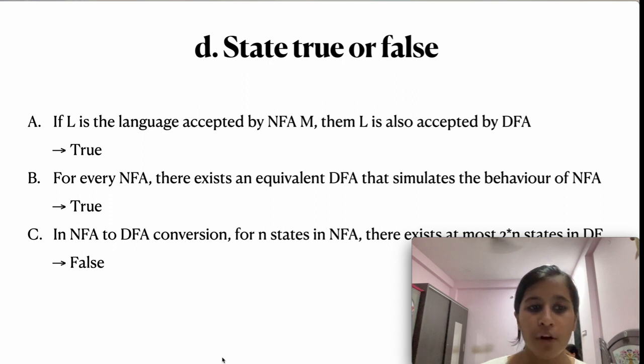In NFA, that is a non-deterministic finite automata to DFA, which is a deterministic finite automata conversion. For n states in NFA, there exist at most 2 to the power n states in DFA. It is not true because there may be an exponential number of states and it cannot be defined by a simple formula.